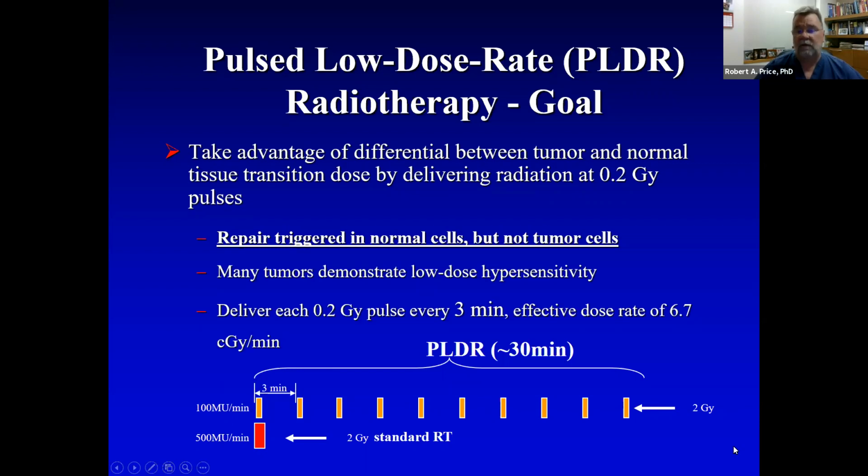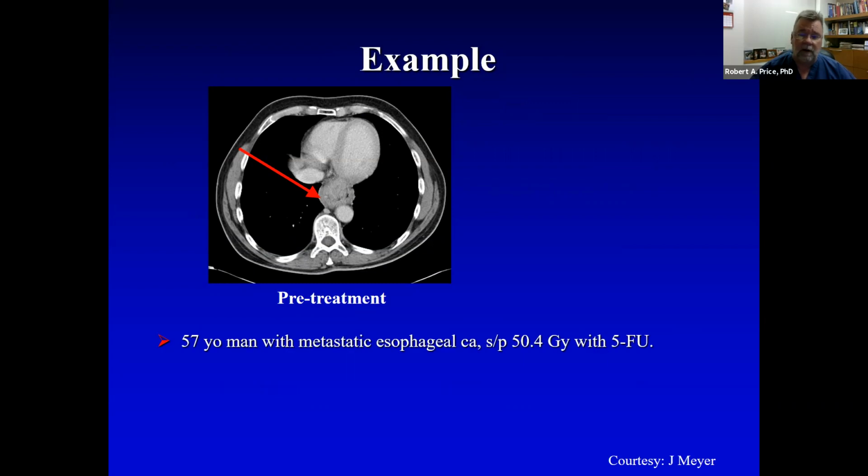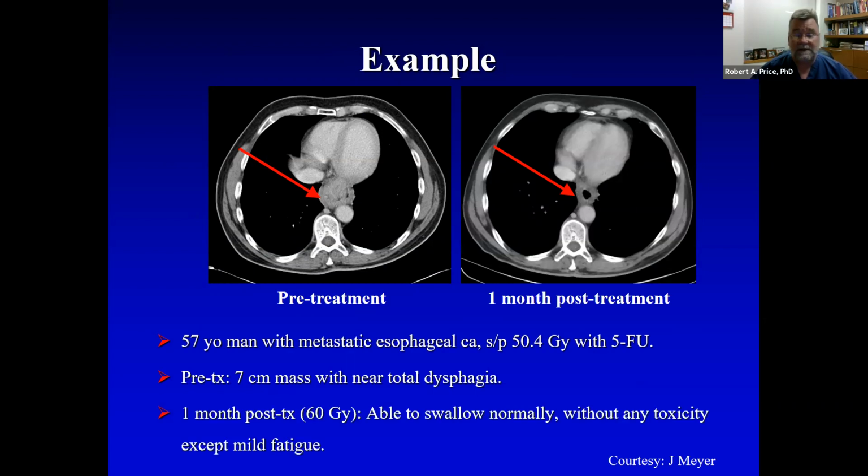But what we find is we've had multiple IRB approved protocols that we're able to take critical structures well over their routine tolerances and help these patients, whereas previously they would not have been able to have reirradiation. Here's an example for an esophageal case. This was pre-treatment. This patient had had 50.4 gray with chemotherapy, 7 centimeter mass, and almost total dysphagia. 1 month after treating with 60 additional gray, he can swallow normally, no toxicity except for mild fatigue. So this worked out very, very well for him.